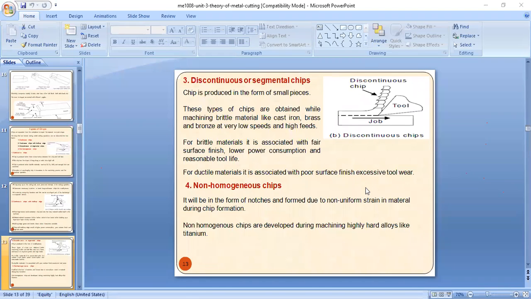Non-homogeneous chips will be in the form of notches, and due to non-uniform strain in the material, the non-homogeneous chips are formed. Actually, you should have a uniform strain in the material, because strain is a very important aspect. It is given by notations, which we'll discuss, the important notations in metal cutting also. How are the non-homogeneous chips formed? They are developed during machining when you are machining hard alloys. What are the hard alloys? Titanium. You can give an example of titanium also.